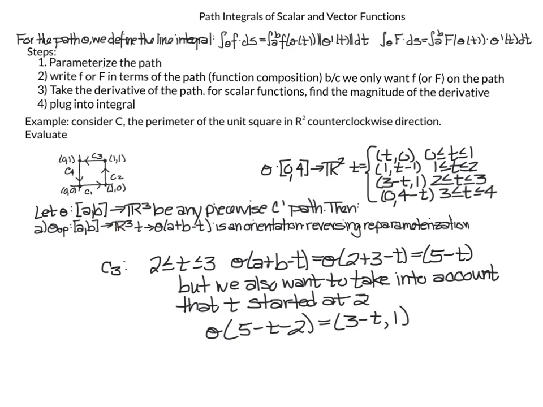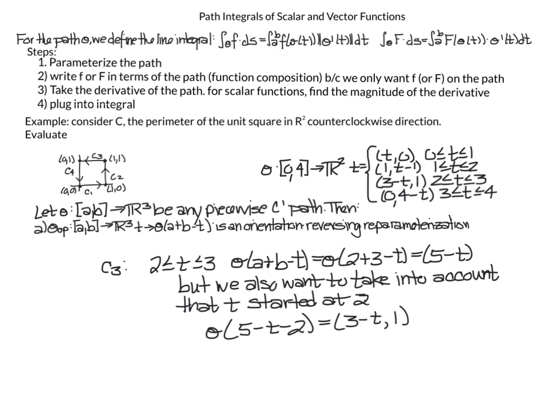So t is going from 2 to 3, and our formula says sigma of a plus b minus t. So that's 2 plus 3 minus t. So we get 5 minus t. But we also need to take into account that t starts at 2. So we want our x-coordinate to lag by 2. So that'll give us the 3 minus t. And then, of course, y is held constant at 1.